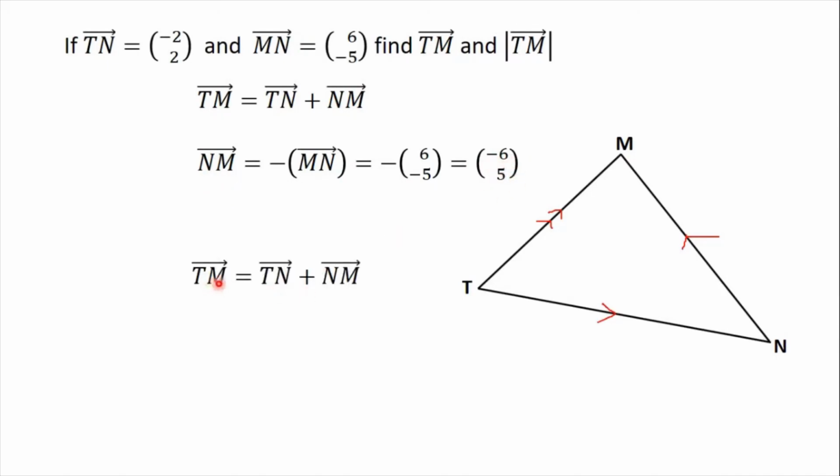We know that vector TM is equal to vector TN plus vector NM. So this is going to be equal to vector TN, negative 2, 2, plus vector NM, negative 6, 5. From addition of vectors, vector TM is equal to negative 2 plus minus 6, which will give us minus 8. Then 2 plus 5, which will give us 7. So the vector TM is minus 8, 7.